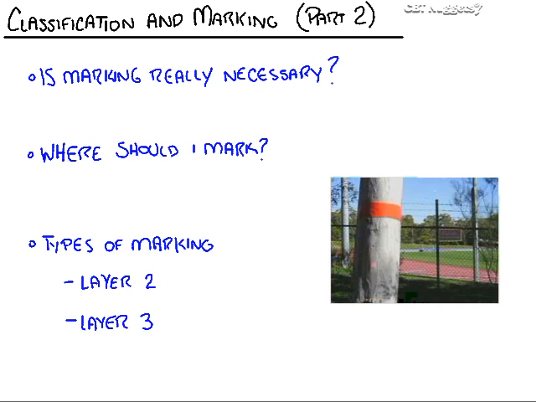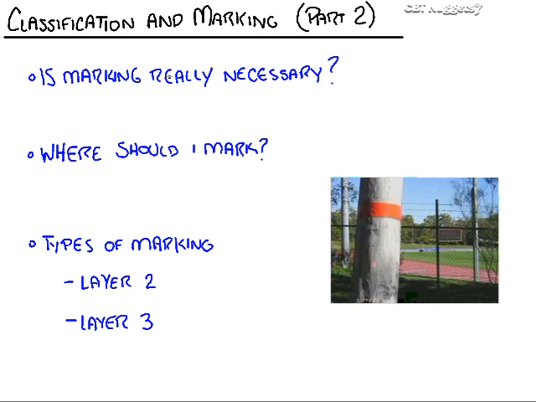And what we're going to look at in this nugget is marking all of our different traffic. In Classification and Marking Part 1, we took a look at how to classify our traffic and segment it into different groups. Now we're going to put a label on it. And the first thing I want to look at is, is marking really necessary? Is this something that we have to do? I think you'll be surprised at the answer.